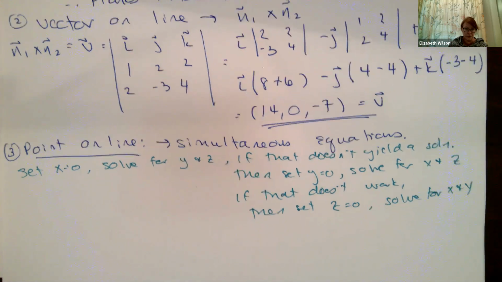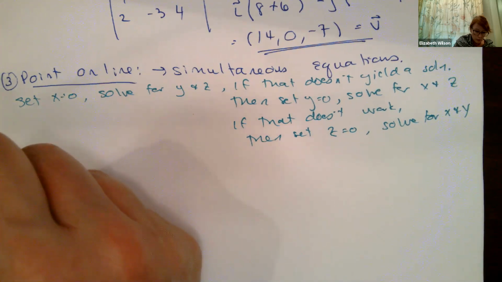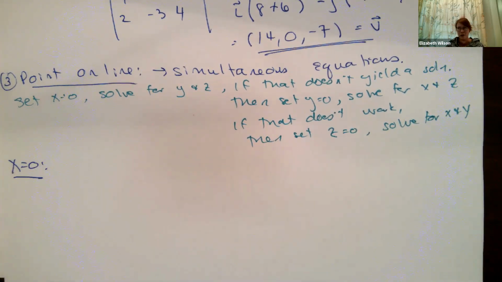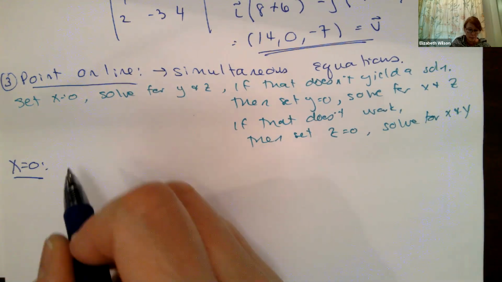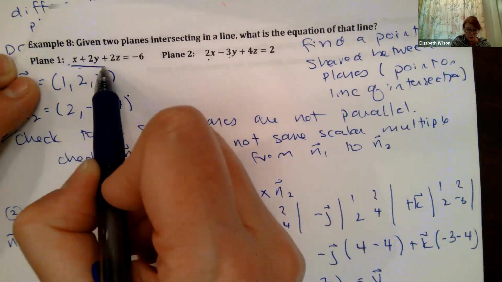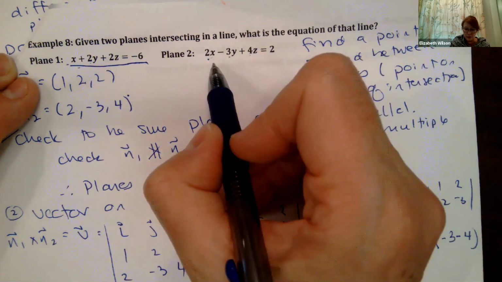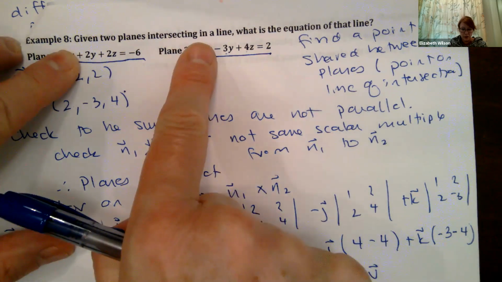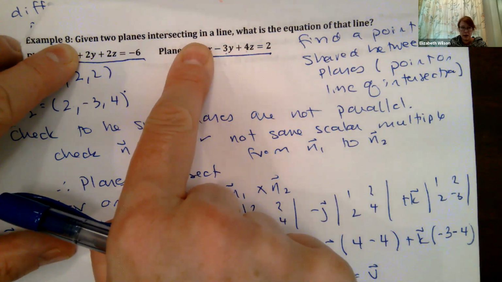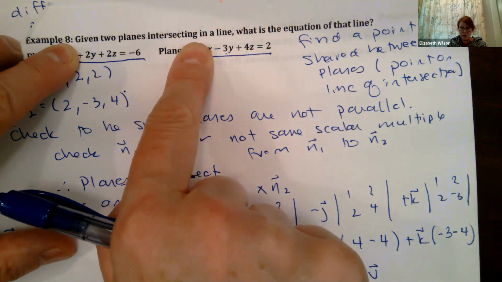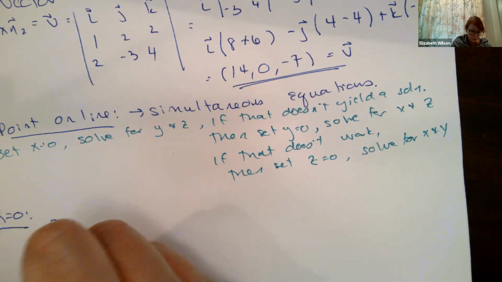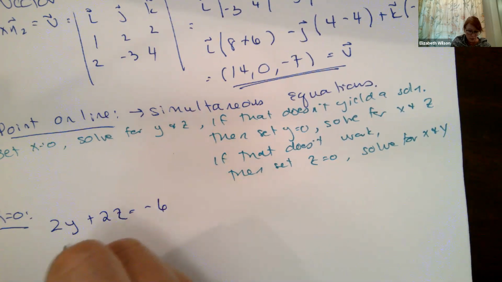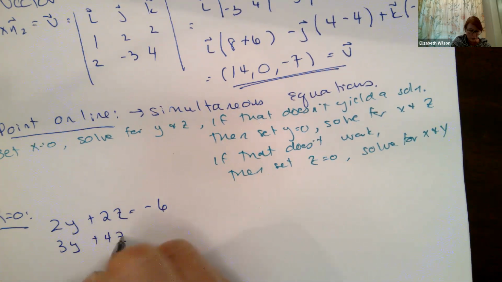Okay, so I'll try the first one, x equals 0. I do x equals 0 first because I'm lazy and I go alphabetically. So I take a look at my equations, right? This is x plus 2y plus 2z equals minus 6, and 2x minus 3y plus 4z equals 2. So I set x equal to 0 in both equations, and I'm left with 2y plus 2z equals minus 6 and minus 3y plus 4z equals 2. So I'm going to write that down. So I'm going to get 2y plus 2z equals minus 6, and minus 3y plus 4z equals 2.